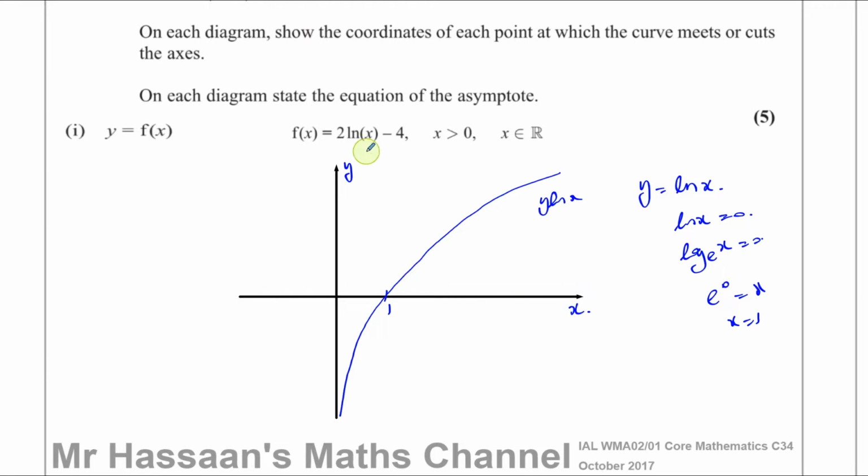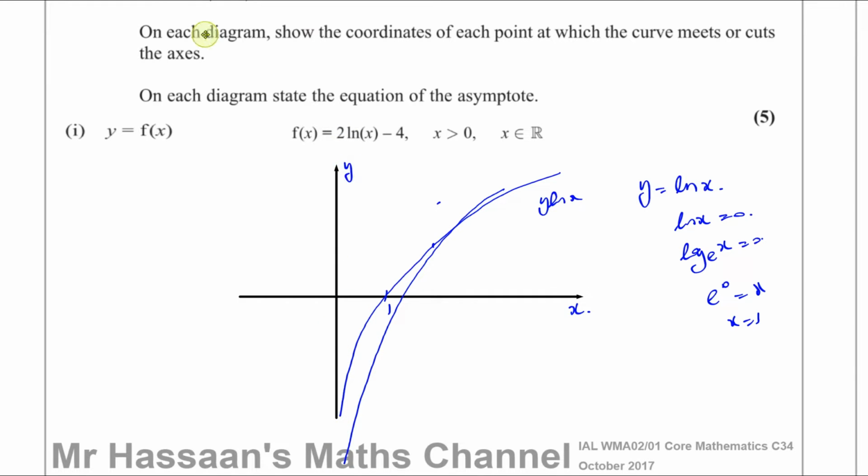Now, there's a couple of transformations that have taken place. One of them is a vertical stretch of factor 2, which causes the graph to be more stretched out. The y value of each point has been multiplied by 2, so it's twice as far from the x-axis as the original point. And then the minus 4 means everything has dropped by 4 units. So it's not going to go through (1, 0) anymore. It's going to go through somewhere else.